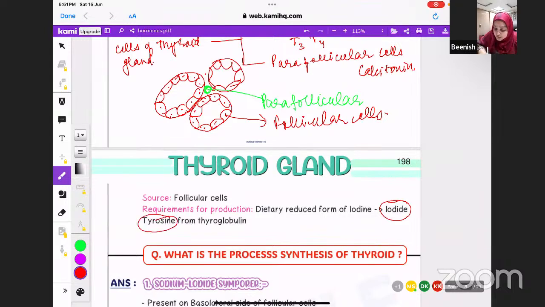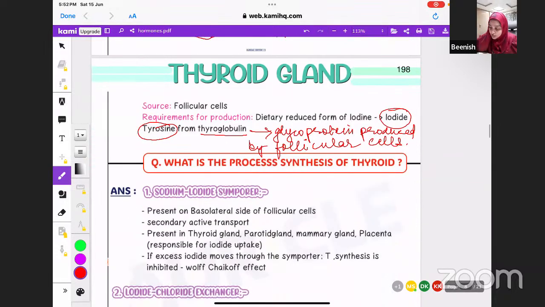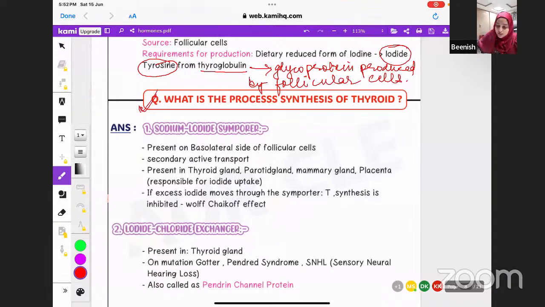And then what else do you need? You need tyrosine. Where is this tyrosine coming from? These tyrosine residues are coming from thyroglobulin. And what is thyroglobulin? It is a glycoprotein which is again produced by follicular cells. So the two requirements for the production of thyroid hormones are your iodide and your tyrosine. Tyrosine residues are coming from thyroglobulin, a glycoprotein produced by the follicular cells. Now let's talk about the process of synthesis of thyroid hormone. Very important.